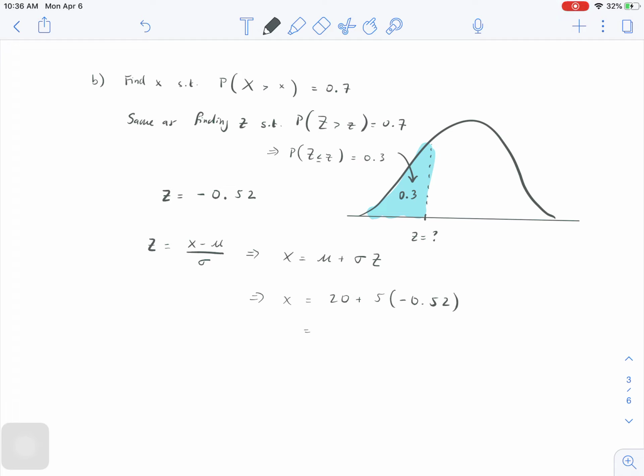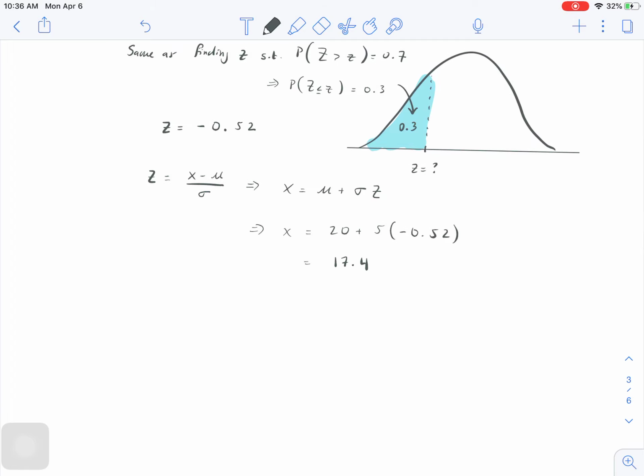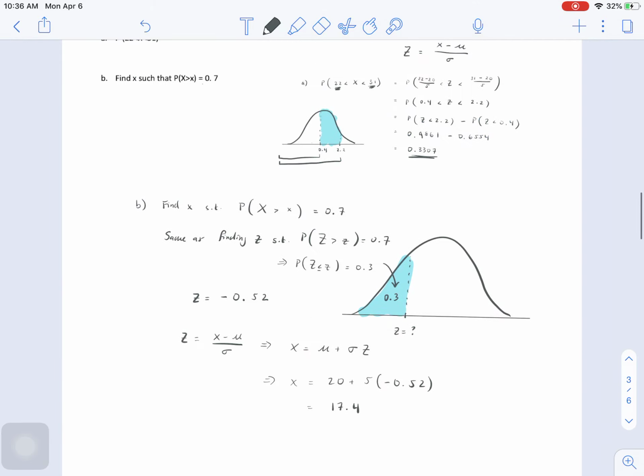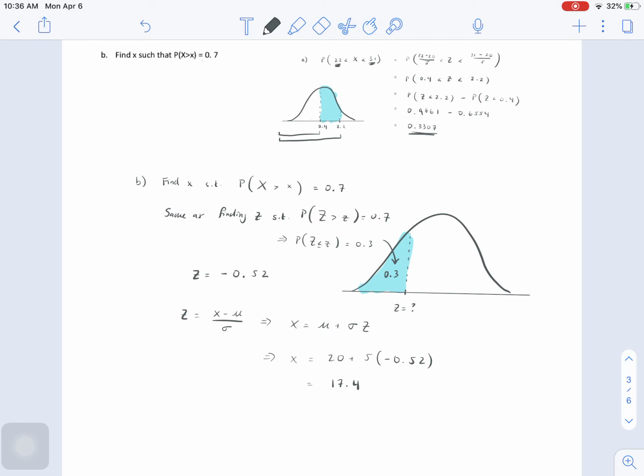Then I can plug this into my calculator and see what I get. Negative 0.52. I should get about 17.4. So I know that the x value such that the area to the right is 0.7 is about 17.4.